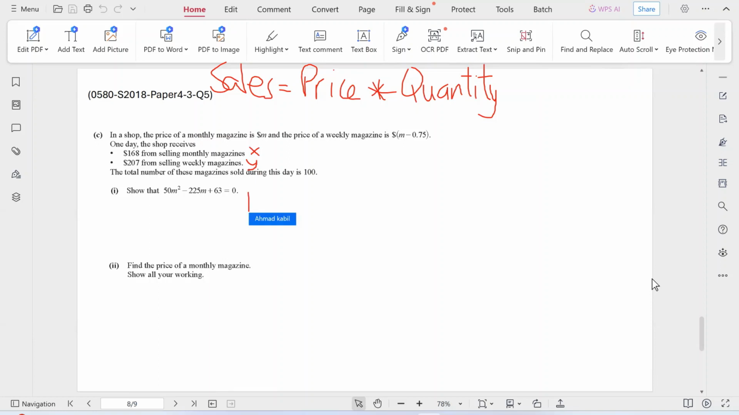We can say 168, which is the total revenue of monthly magazines, is equal to the price of a monthly magazine, which is M, multiplied by the quantity of a monthly magazine, which is X. And we can rewrite this equation because we don't really want X and Y. We want to get rid of X and Y because we only want M. So we isolate the X. So we can just rewrite this as X equals 168 over M.